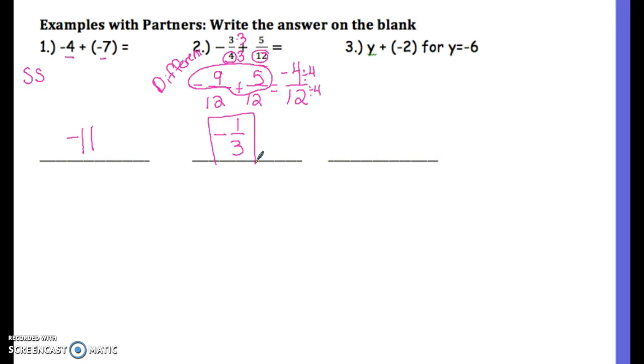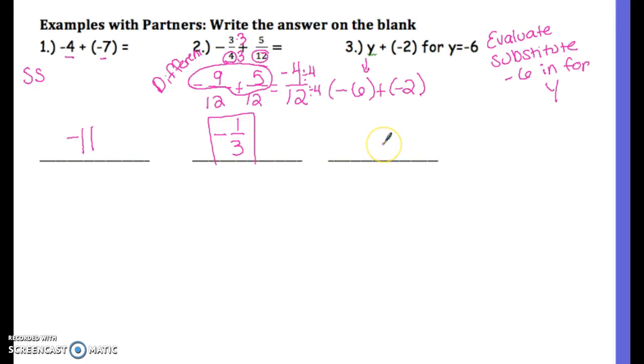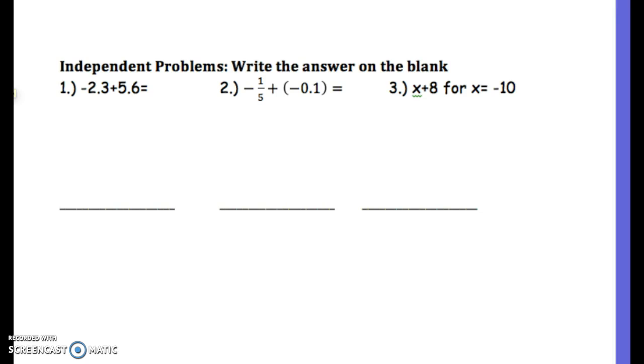Number 3, it says y plus negative 2 for y equals negative 6. This is like 1, 1. You're going to evaluate, which means you have to substitute negative 6 in for y. So instead of writing y, I'm going to write negative 6, and I always put in parentheses when I substitute, plus negative 2. They're the same sign. 6 plus 2 is 8, and it's negative. Go ahead, try these ones on your own, and then you can check them.